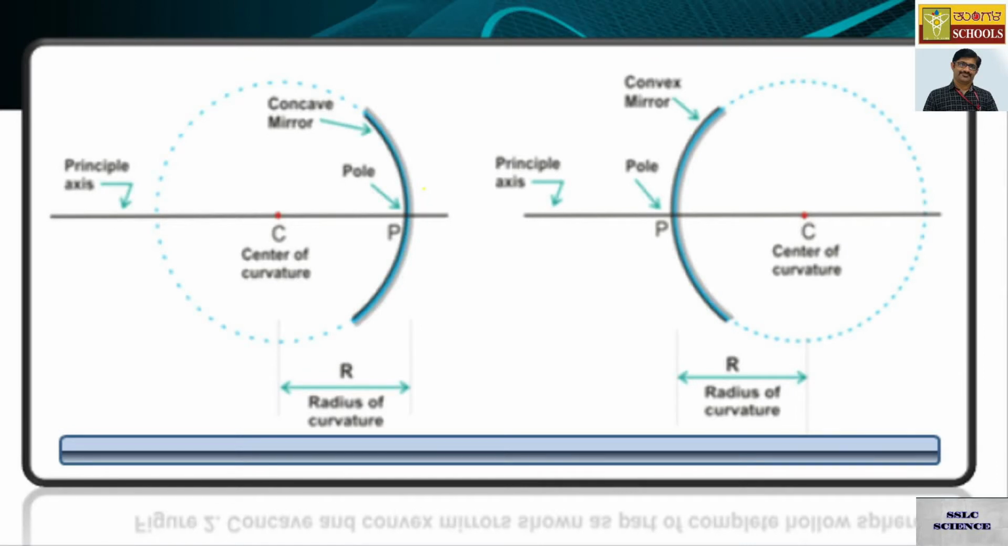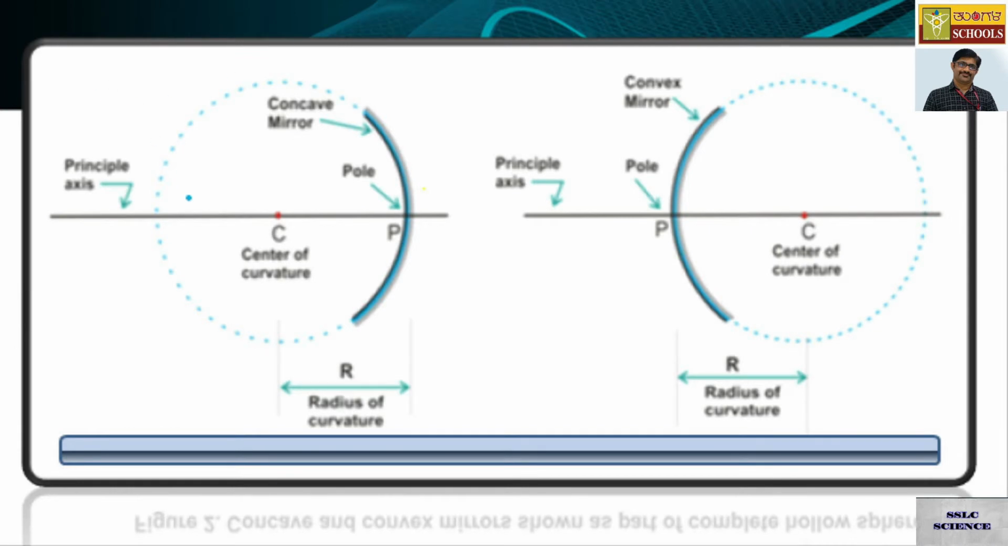So the first one will be the principal axis here. Principal axis is nothing but the imaginary line joining the center of curvature C and the pole of the mirror P. That imaginary line is taken as the principal axis. Here also it is the same from this side. That is nothing but the principal axis. Principal axis is the imaginary line joining the center of curvature C and the pole of the mirror P.